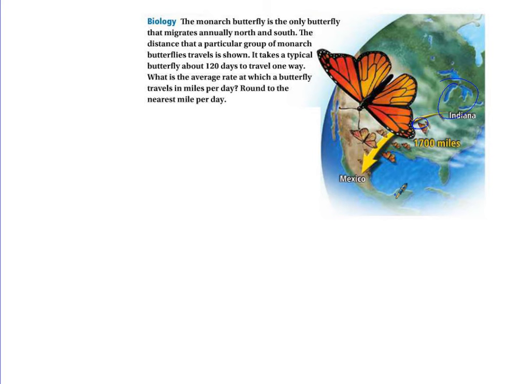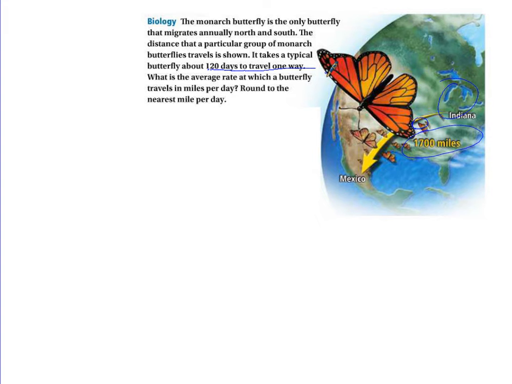The distance that a particular group of monarch butterflies travels is shown. So this particular group started around here and flew to about here, and how far did they have to fly? 1,700 miles. It shows right there, 1,700 miles. Okay? Then it tells me it takes a typical butterfly about 120 days to travel one way. So they're spending like a third of their life flying to somewhere else. It's kind of a bummer, but that's what they do.